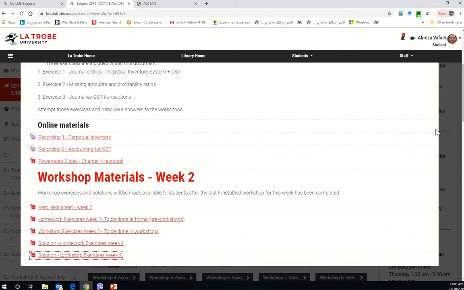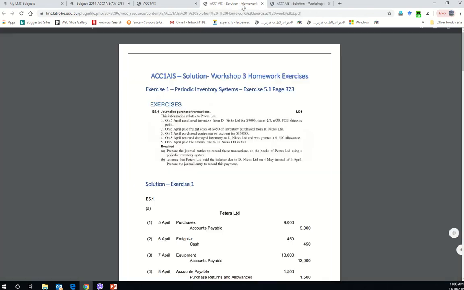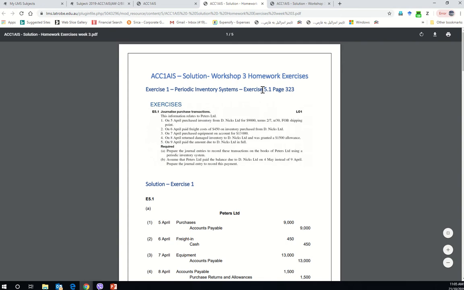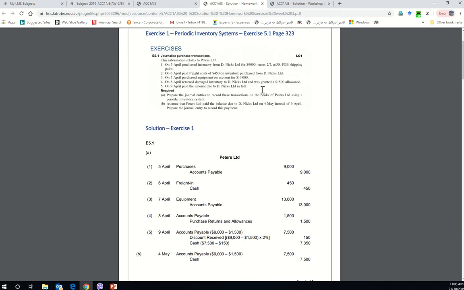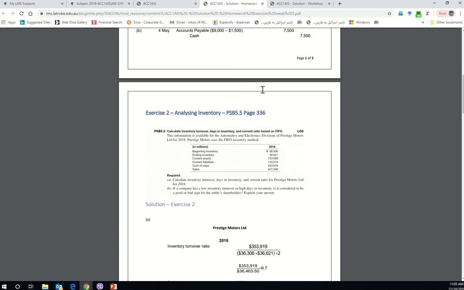So let's have a look at week 3 together. In week 3, we focused on 2 main issues. The periodic inventory system is not important for the exam. In your exam, we only focus on the perpetual inventory system, so you can ignore the periodic inventory system. Let's focus on the perpetual inventory system in this topic, and for the entire exam. In this week, we focused on 2 important issues. One was analyzing inventories.